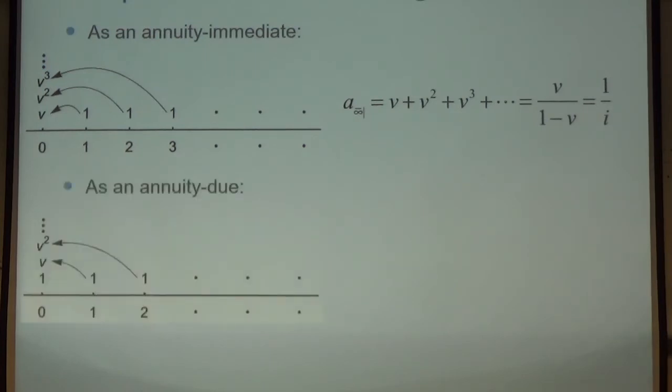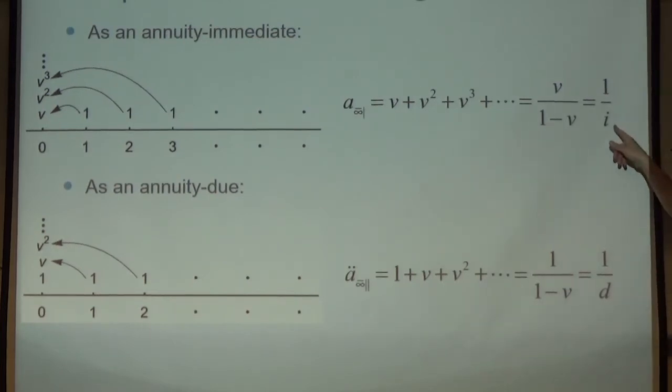As an annuity due, the formula simplifies ultimately to 1 over d. Again, fortunate coincidence, i is the first letter of immediate, d is the first letter of due. These formulas are very simple. That's very nice.